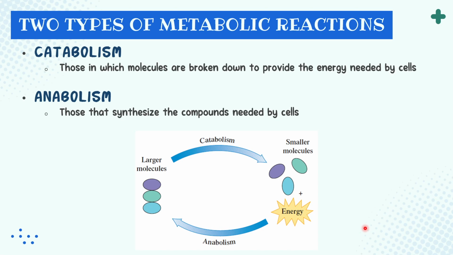So when we say anabolism, this will use energy because we are trying to bind smaller molecules in order to create a larger one. So as defined here in your slide, catabolism are those in which molecules are broken down to provide energy, while anabolism are those that are synthesized in order to create a bigger compound and energy is being used.